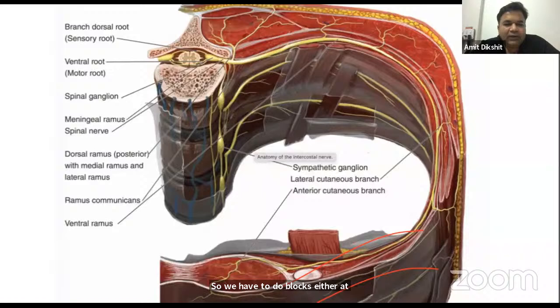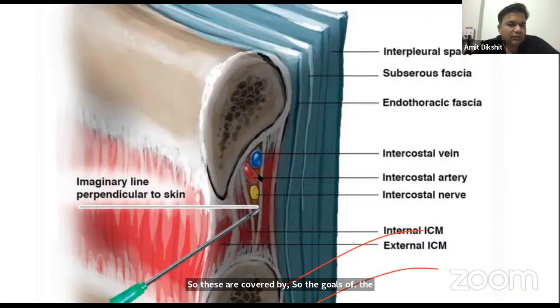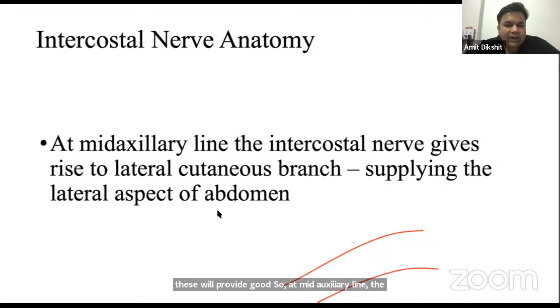Now, anteriorly, when it comes near, say, the rectus sheath, there we have the anterior divisions. So these are covered by the rectus sheath block. So the course of the intercostal nerves, everyone must know. Some landmark blocks which can be done without ultrasound are definitely the ESP block, the serratus anterior plane block, just hitting the rib at that level, even the external oblique interfascial plane block, which I'll be discussing later, and the intercostal block. These will provide good analgesia. At the mid-axillary line, the intercostal nerve gives rise to the lateral cutaneous branch, supplying the lateral aspect of the abdomen. If we miss this, then that area will be missed.